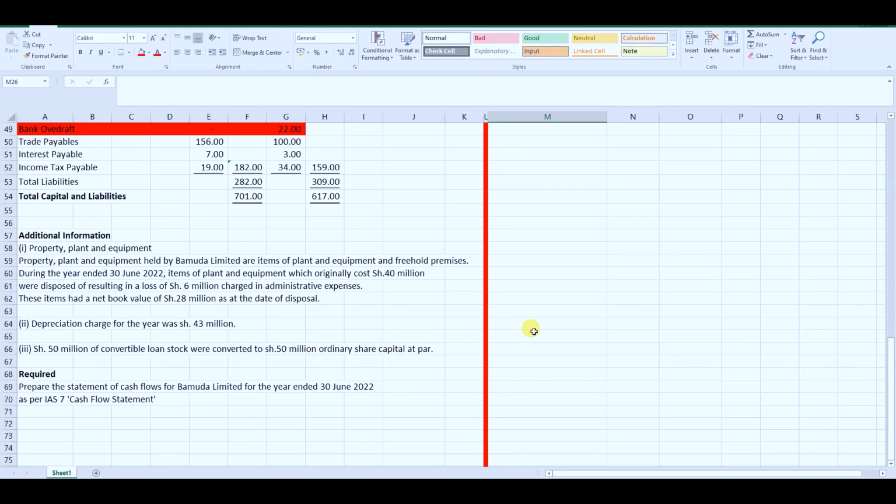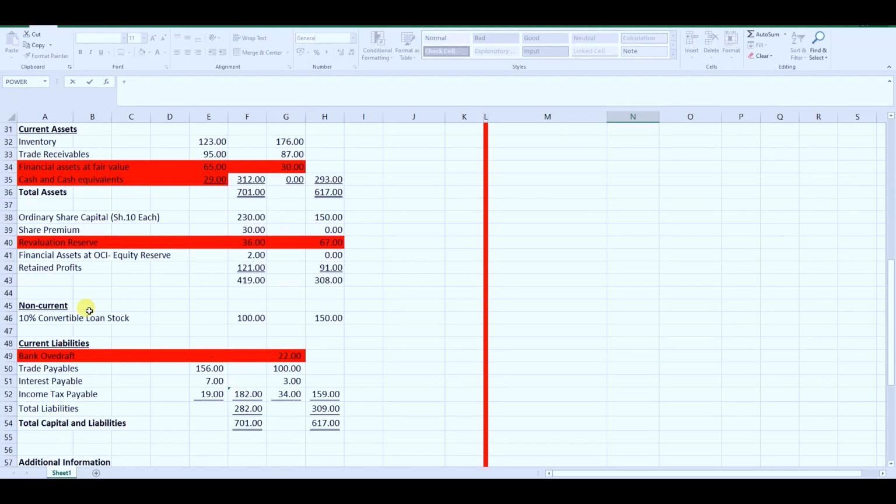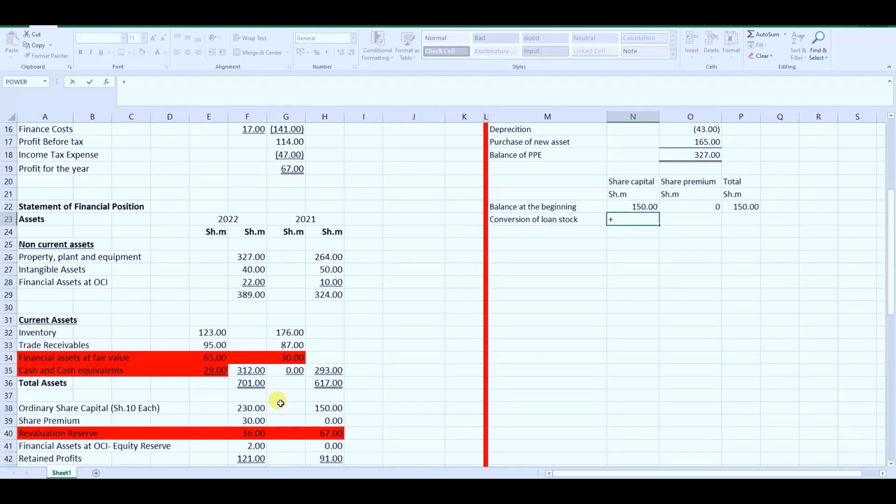So 50 million convertible loan stock were converted to 50 million ordinary shares. So conversion of loan stock, how much? Just put 50 there, plus 50. The 50 does not represent any figure, it's continuous prose, so we just put 50. Do we have share premium for that? Nope. So we put 0 there, and then we just drag the formula here. Remember that plus sign? We drag it like that.